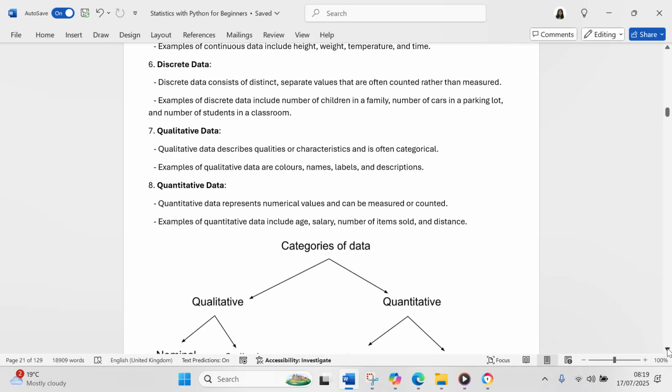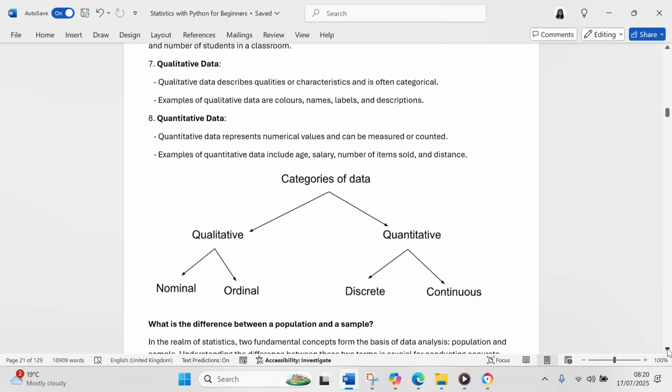You have qualitative data, which describes qualities or characteristics and is often categorical. Examples of qualitative data are colors, names, and descriptions. You have quantitative data, which represents numerical qualities and can be measured or counted. Examples of quantitative data include age, salary, number of items sold, and distances.